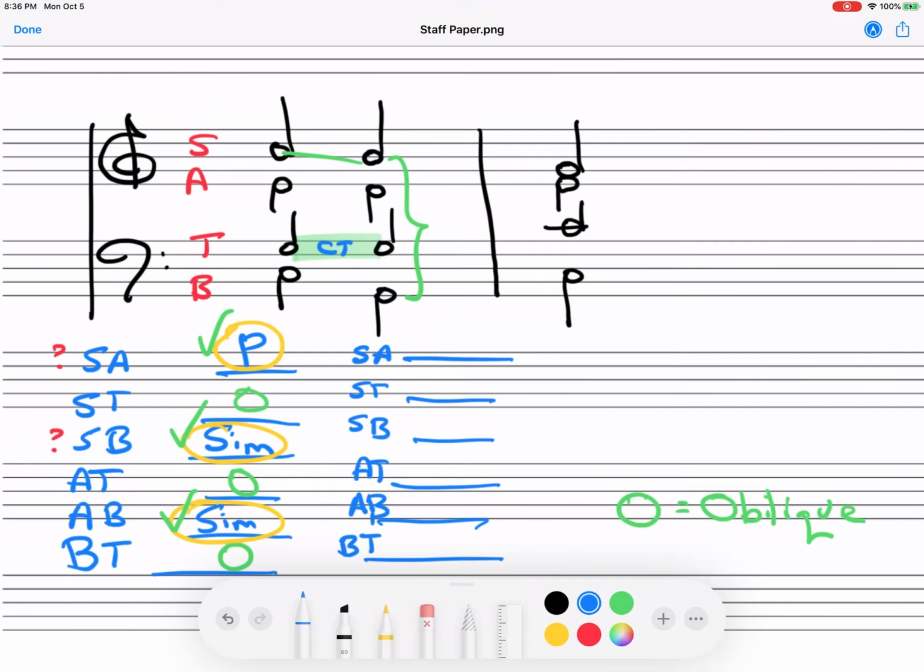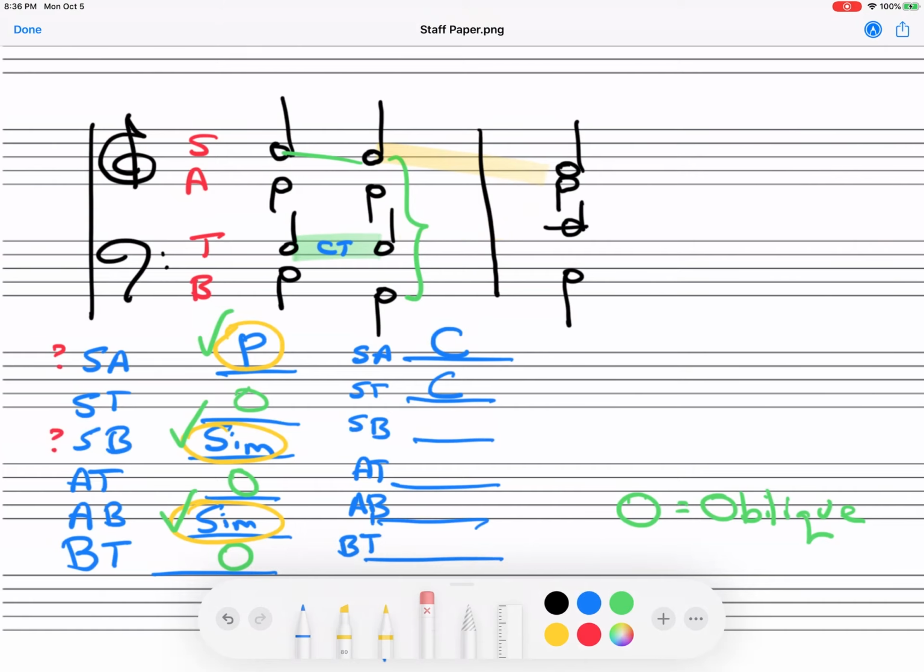Okay, so let's take a look at them. We'll start at the top. The soprano is leaping down, the alto is stepping up. They're going in opposite directions. So this is contrary motion, opposite direction. The soprano and the tenor, again, maybe I should highlight this just so you can see where I'm talking. So here it is, the soprano and the tenor. They're going in opposite directions also.